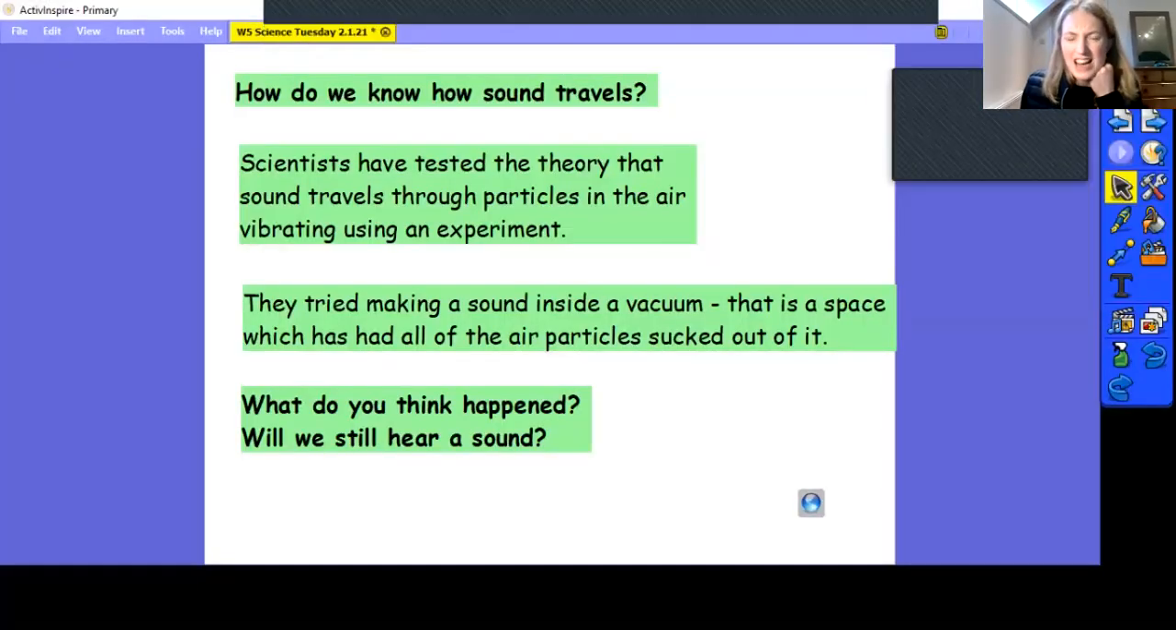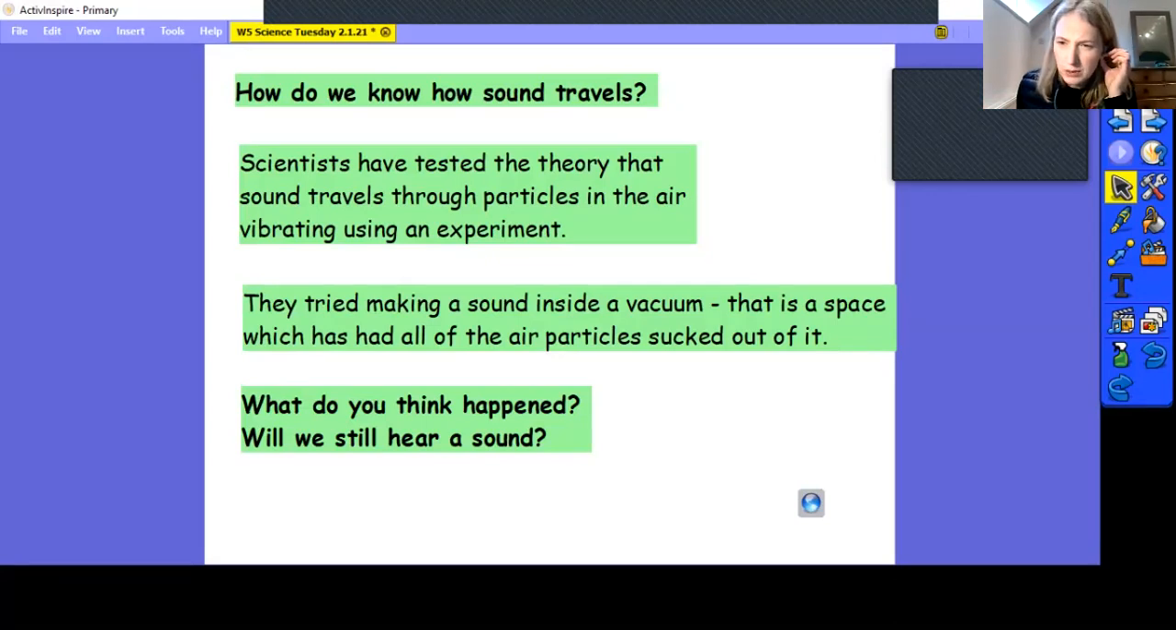So how do we actually know how sound travels? Scientists had that theory that the particles knock together and collide and pass the vibration on, but they wanted to test whether that would still work. And they used an experiment to do this. So they tried making a sound inside a vacuum. And I don't mean a vacuum cleaner here. What we mean by a vacuum in science is a space which has had all the air particles sucked out of it. So there's literally a space with no particles in it at all.